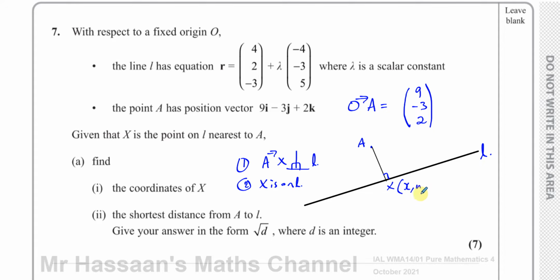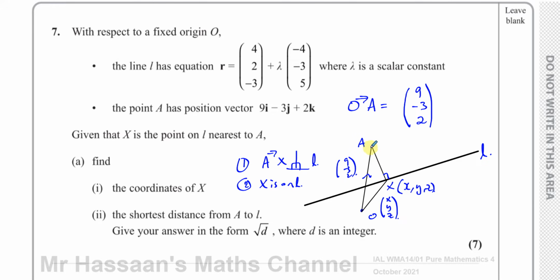So let's call X (x, y, z). To find the coordinates of X, we need to find the position vector of X. Let's say, for example, this is the origin, O. We know what OA is. We need to find what OX is. We need to find the vector from O to X. That will give us the coordinates of X. We already know OA is this vector here, (9, -3, 2). We need to find out what OX is. OX is (x, y, z), I'll call it for now. That's what we need to find.